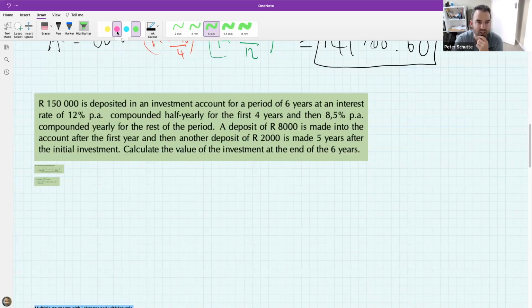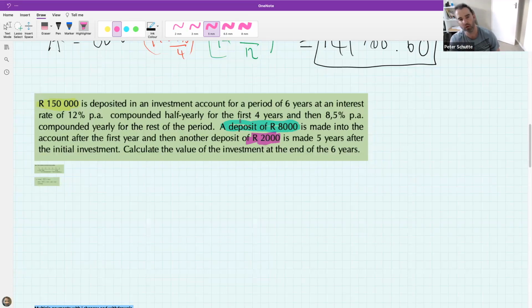Okay, there are deposits. I'm looking in the chat and I'm seeing that people have realized there's 150,000, which is all good. There are different interest rates, but there's another deposit that gets made at some point. So at some point, more money is coming into the bank account. And then at another point, there's another 2,000 that comes on the scene.